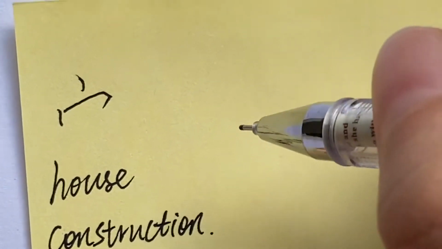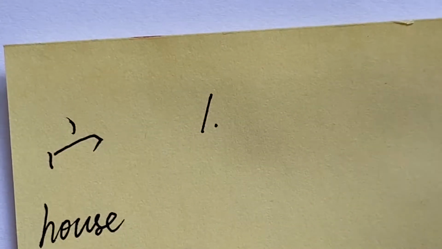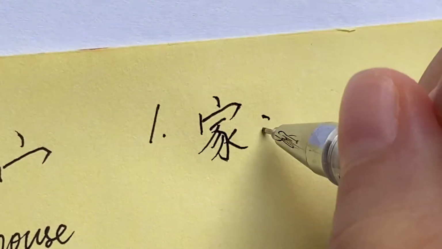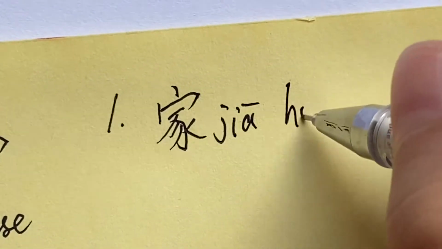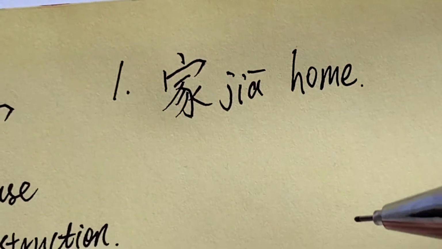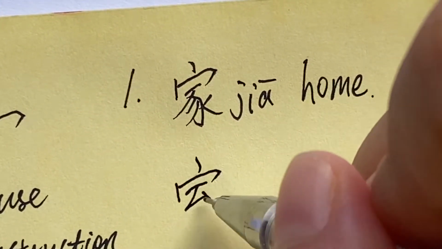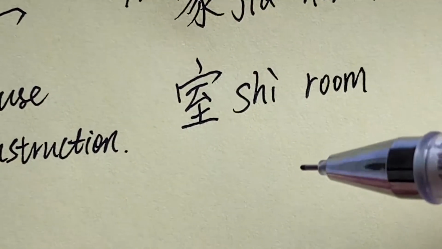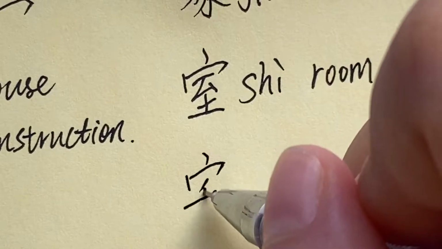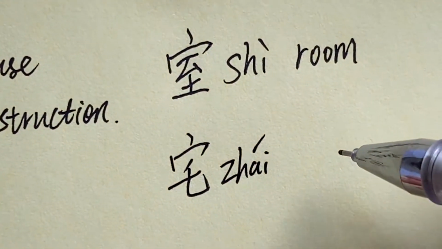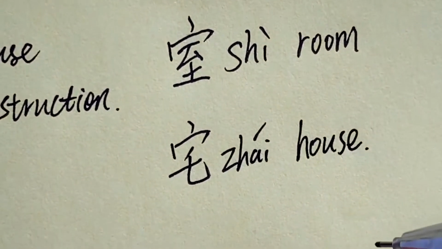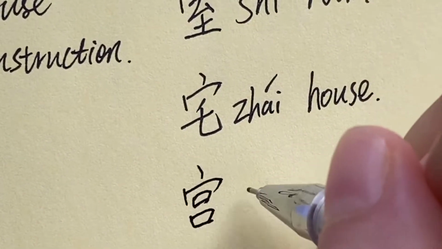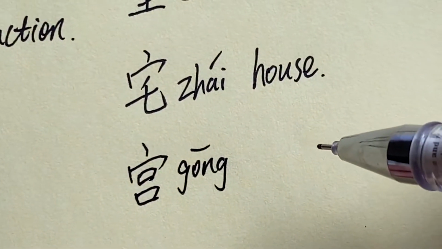Let's take some examples. First one, house-related Chinese words such as 家, house, home, 室, room, 宅, means house, and 宫 means palace.